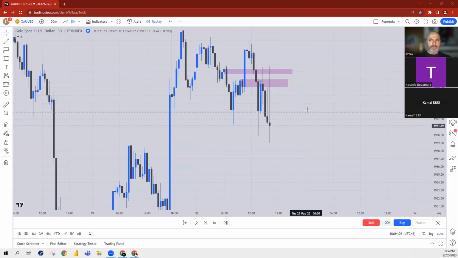Yeah, I took that buy from this FU candle, the left one. See this proper one. No, the left one, when the 30-minute came back in the range. Here. Yeah, okay.